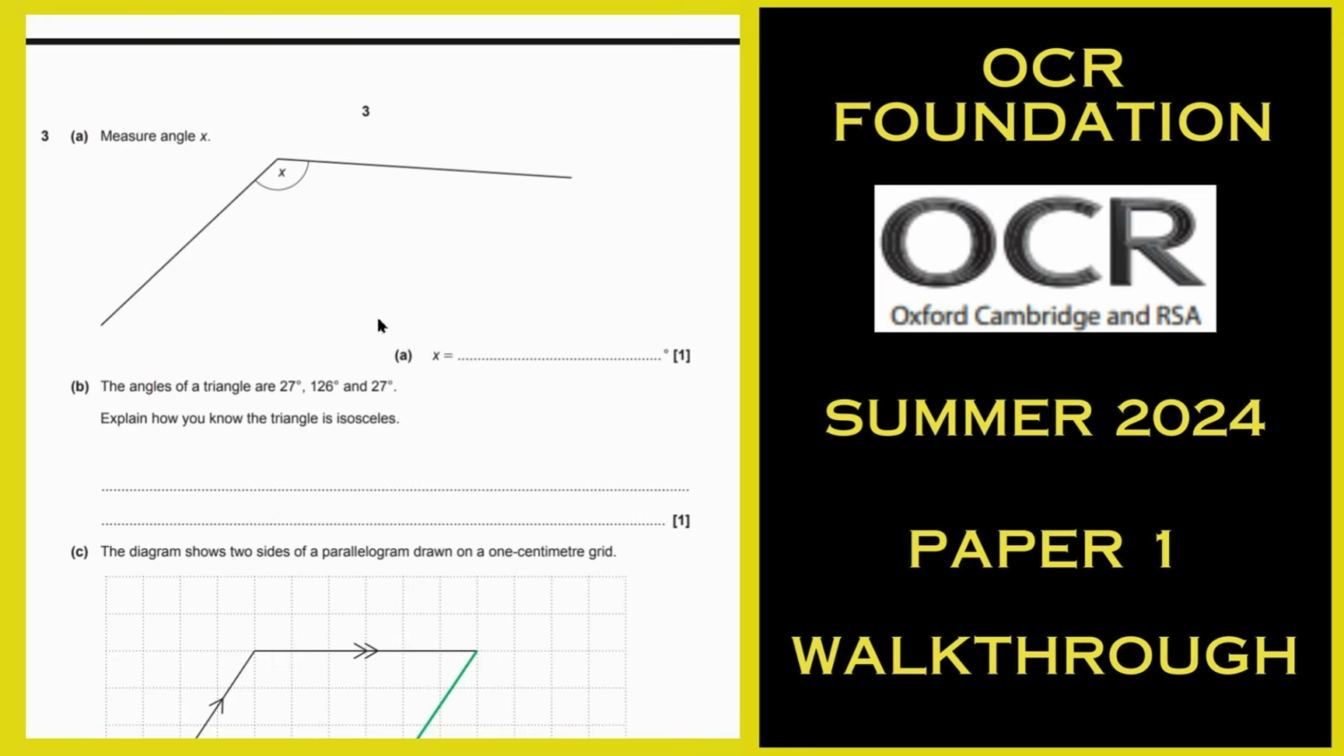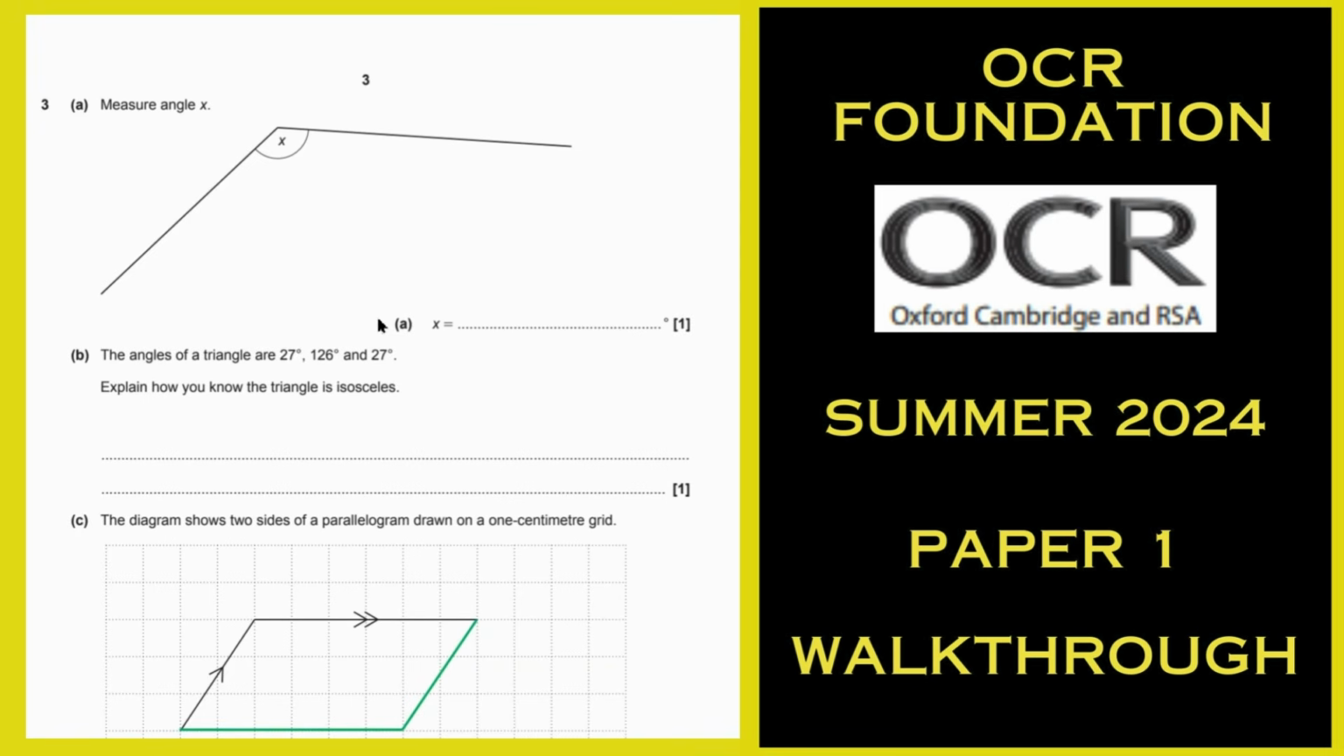3a, as always, when you're measuring something with a protractor or a ruler, the rule of 2 applies. So with angles, you're allowed to be 2 degrees out of their perfect answer, which in this case is 133.